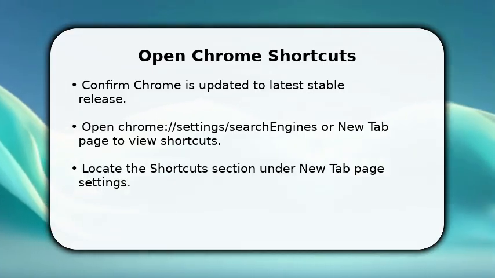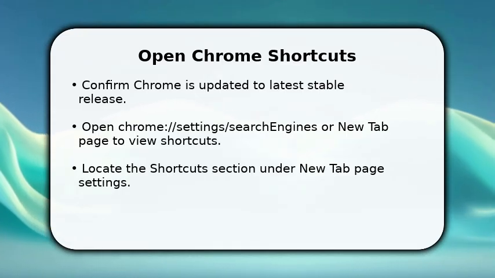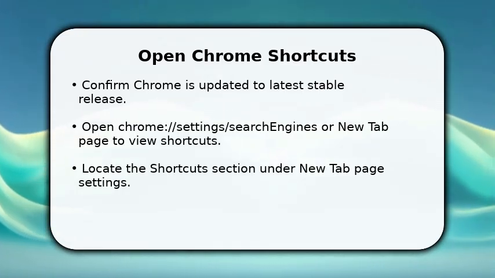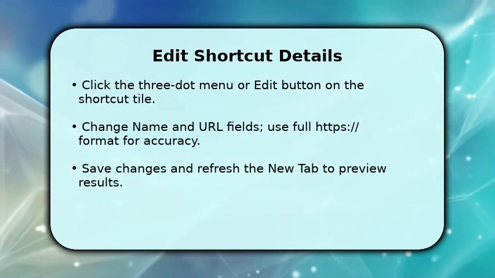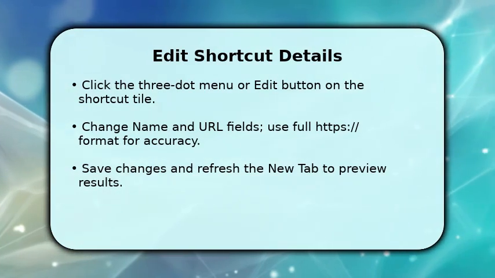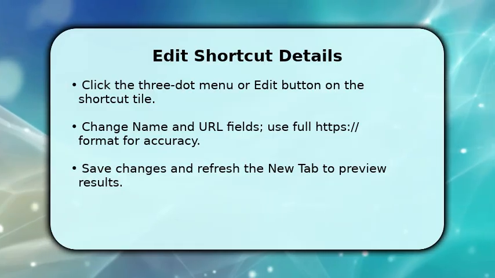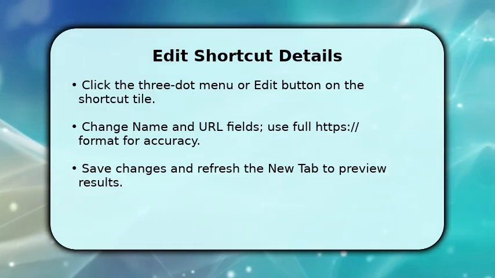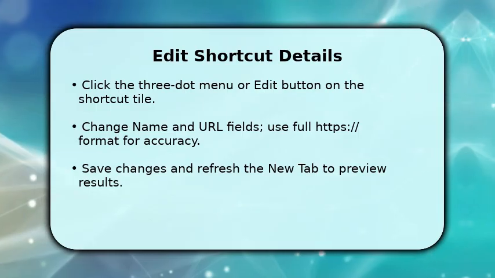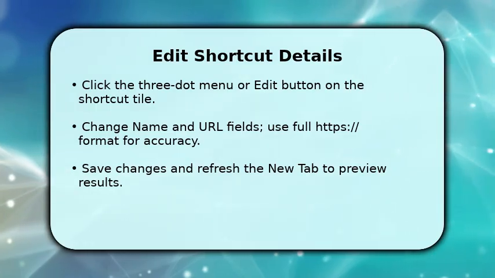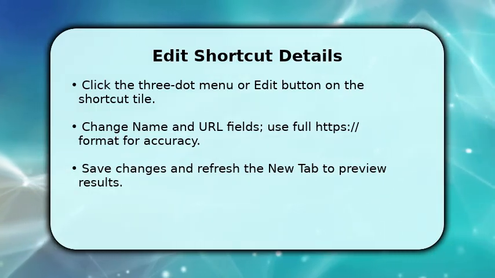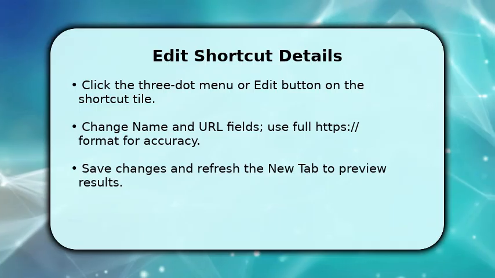Now identify the shortcut you want to change, name, URL, or icon, and get ready to edit it directly. Next, click Edit on the Shortcut tile or use the three-dot menu to open details. Change the name to something concise so you recognize it quickly, and paste the full URL including https:// to avoid redirects. Once edited, hit Save.